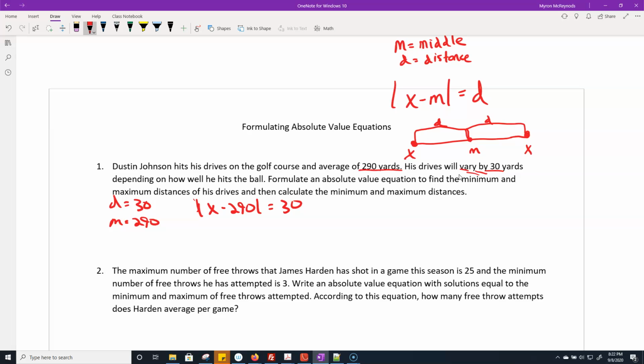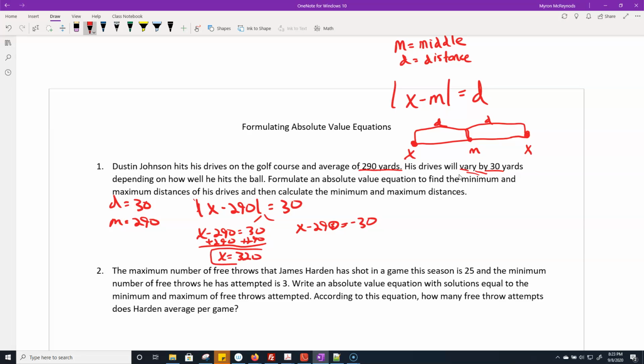So there's my formula. And if I wanted to solve it, I would split it into 2 equations, and I would get x - 290 = 30, and x - 290 = -30, and you could solve those and get the 2 answers. So add 290 to both sides. So the highest he could hit it is this one right here, x = 320.